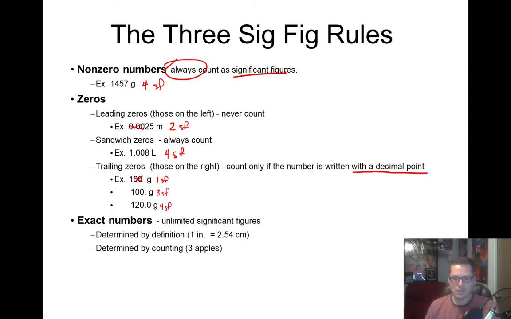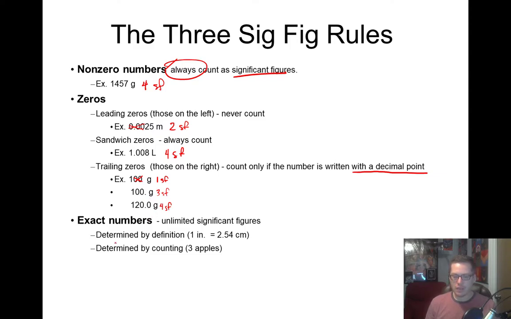All right, so just to recap, leading zeros are never significant. They are always placeholder zeros, so they're never significant digits, and so you just always ignore them. Sandwich zeros are always important because they're between numbers, so they were measured, and trailing zeros only count if there is a decimal point.